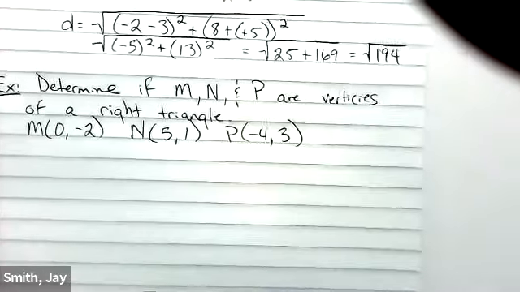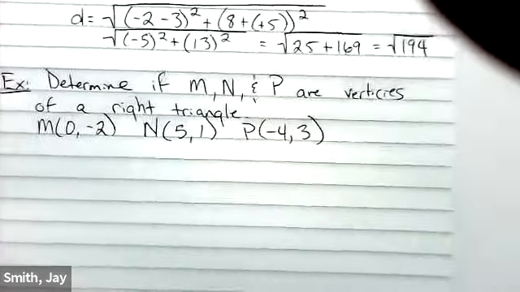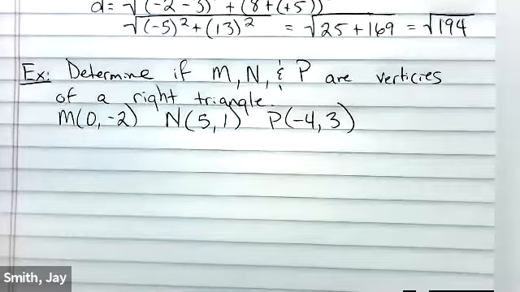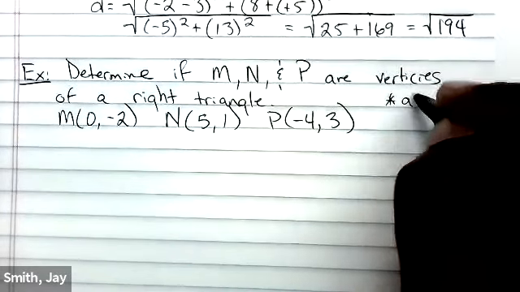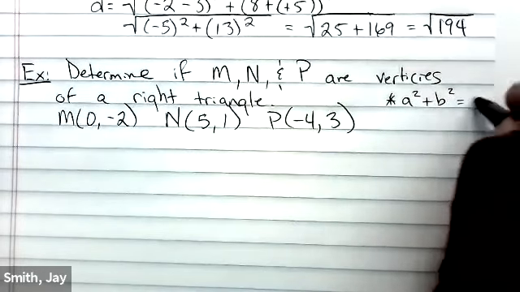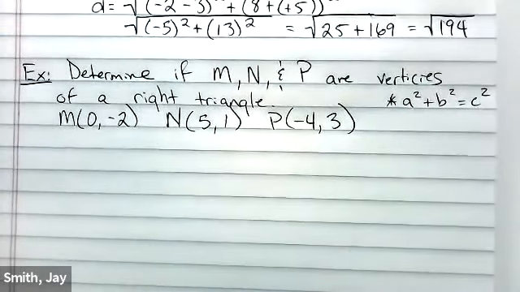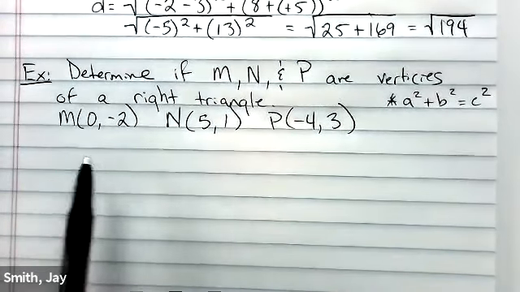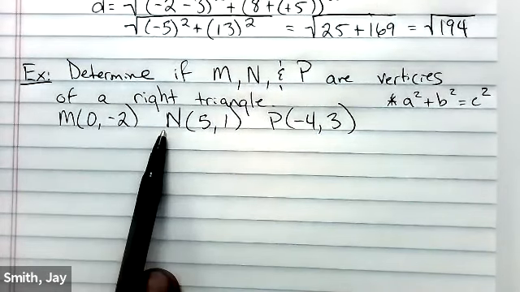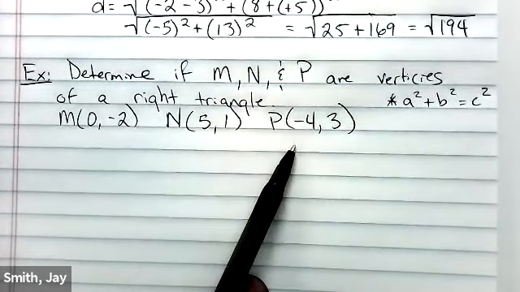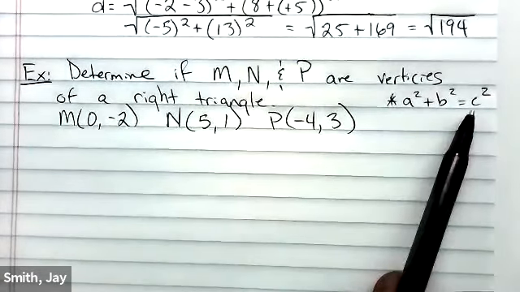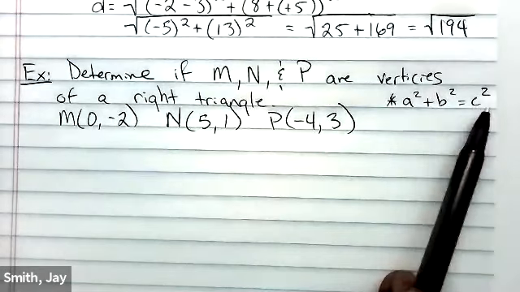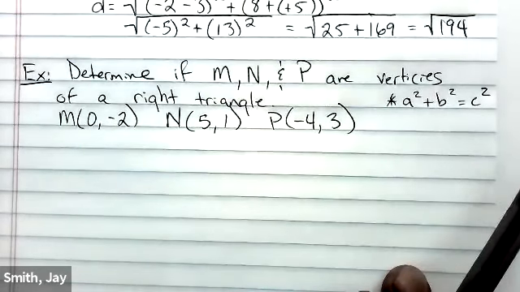Now, determining whether the points given are vertices of a right triangle, you want to remember, we have a Pythagorean theorem for right triangles. This is a reminder. That's a squared plus b squared is equal to c squared. So if we find the distance between m and n, n and p, and lastly m and p, keeping in mind that the longest side of a right triangle is the hypotenuse. That's where the c goes in the Pythagorean theorem.